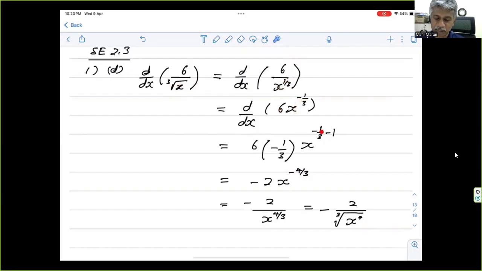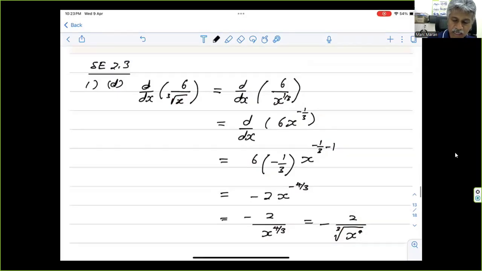6 multiplied by negative 1 over 3. Put a bracket there. So this one cancels with this, giving you 2. So 2 times negative 1 will give you negative 2. Then simplify and rewrite this again as a root. Why? Because the question gives you a root sign like this, so the answer will also be in the root form. So that is question number 1D.